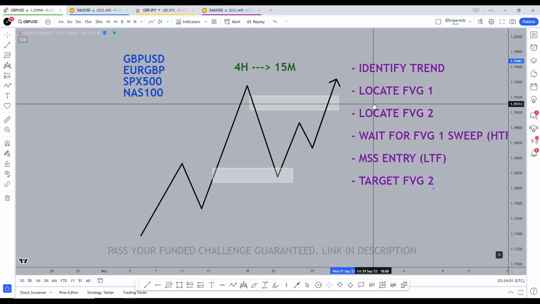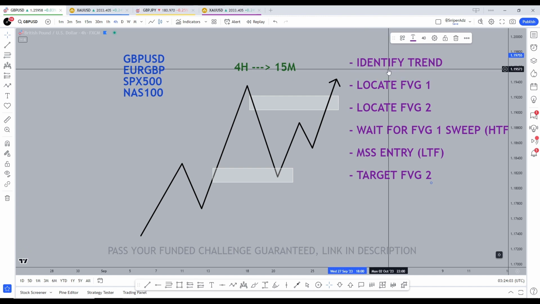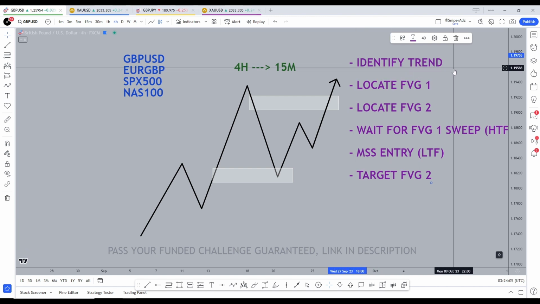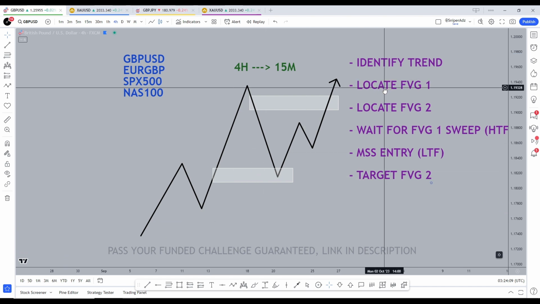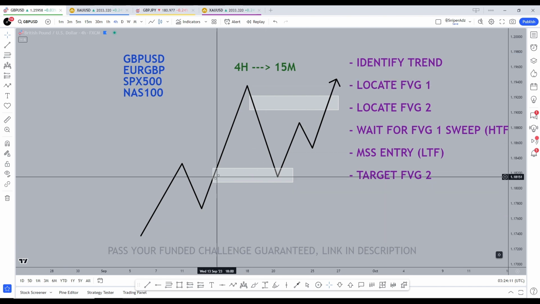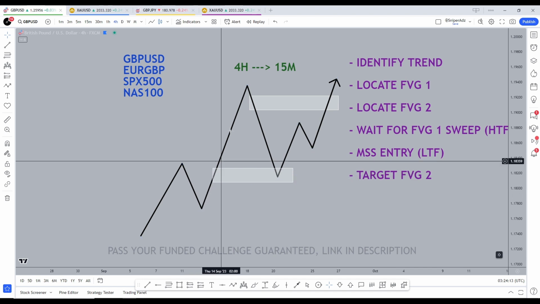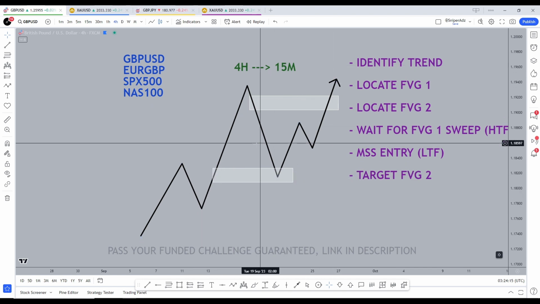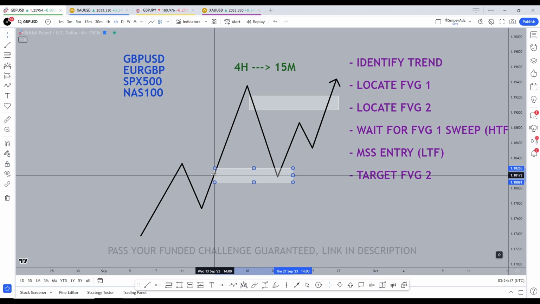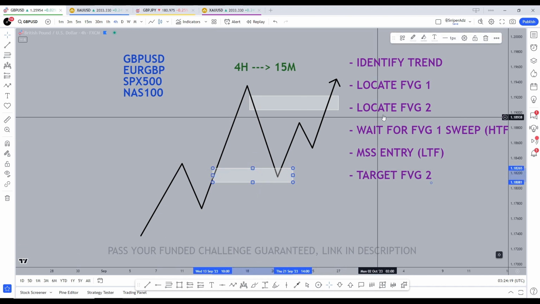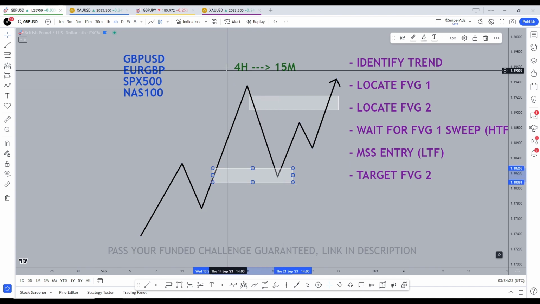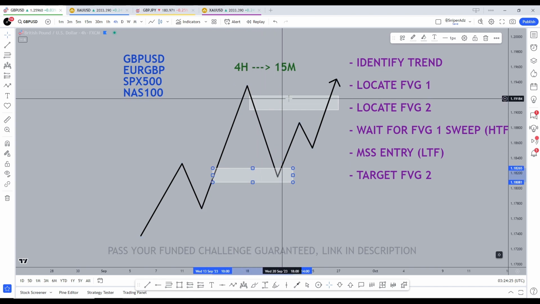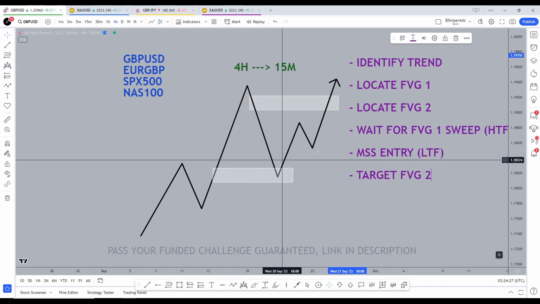Then simply we have the instructions right here. So the first thing we want to do is identify the order flow, identify the trend, identify the daily bias of the market. We're simply going to locate FVG1, which is going to be the FVG which is aligned with our bias. So if we're going bullish in this example, as you can see, we're going to identify a simple 4-hour FVG. Then we're going to simply locate the second FVG, which is going to be another one on approach to this area, and that's just going to be our target. Very simple. We're actually not going to wait for a sweep.